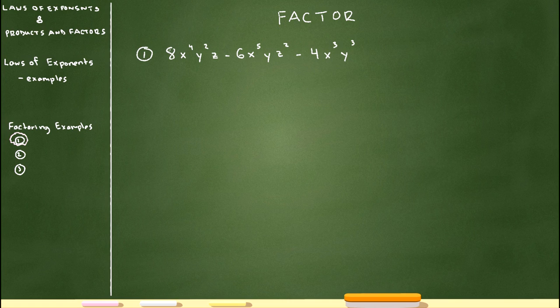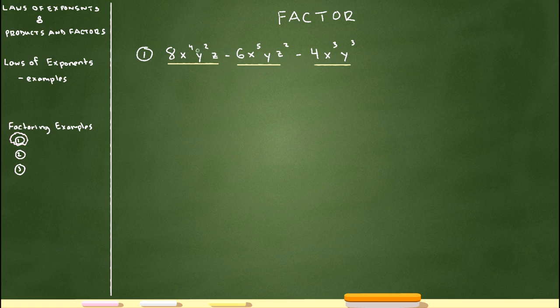So the way we factor something like this is we want to take a look at the three terms that we have here. So we have 8x to the fourth y squared times z. And then we're subtracting 6x to the fifth y z squared. And then we have a 4x cubed y cubed. So the way we factor this is essentially reverse distribution. You want to take a look at what these three terms have in common with each other, and you want to try to factor out the greatest common factor.